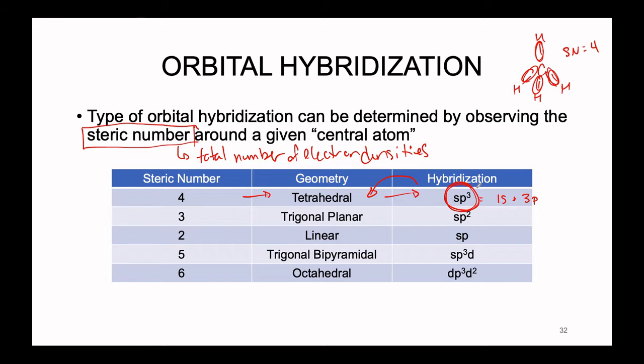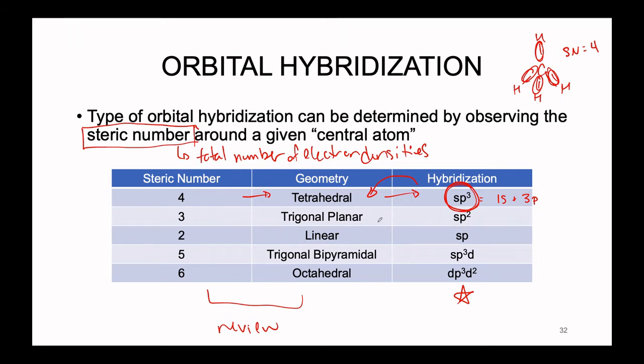So steric number of 3, we've seen already, gives us a trigonal planar geometry. Steric number of 2 gives us a linear geometry. Steric number of 5 gives us the trigonal bipyramidal geometry. And a steric number of 6 gives us octahedral. This should all be review from earlier in the chapter. The new information we can see here, which is an explanation for how the central atomic orbitals come together to allow for the geometry in the first place.